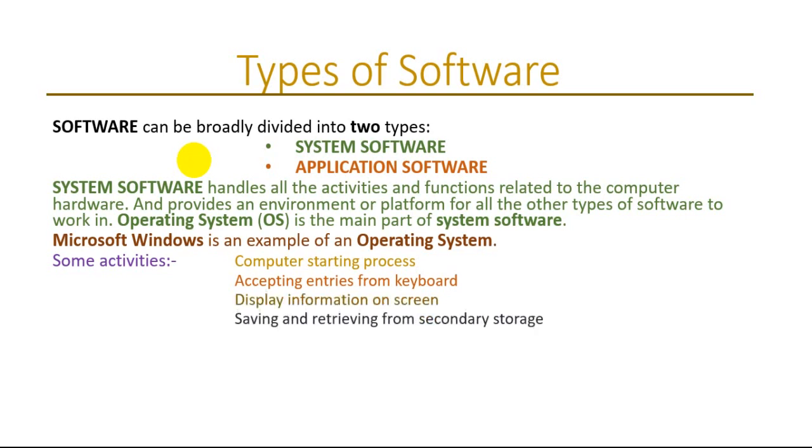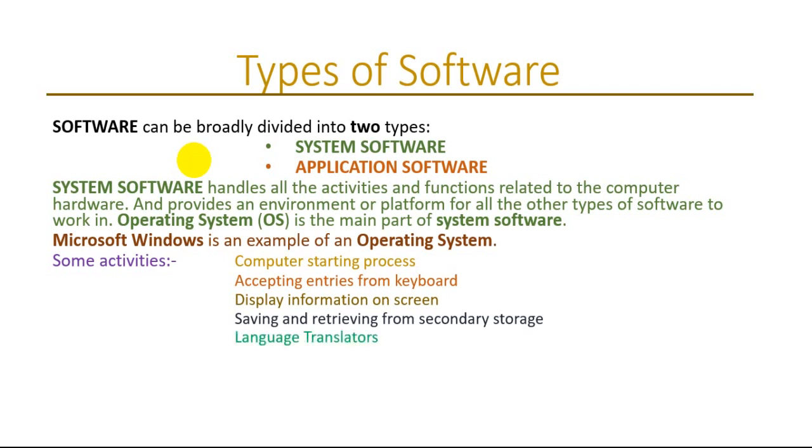Already showed. So, saving and retrieving from secondary storage. That is, you want to write something onto the hard disk or read something from the hard disk or floppy drives those days, or CD-ROMs or pen drives or whatever. Saving into that and again retrieving that information. All this actual lowest level, hardware level talking and doing the job is done by the system software.